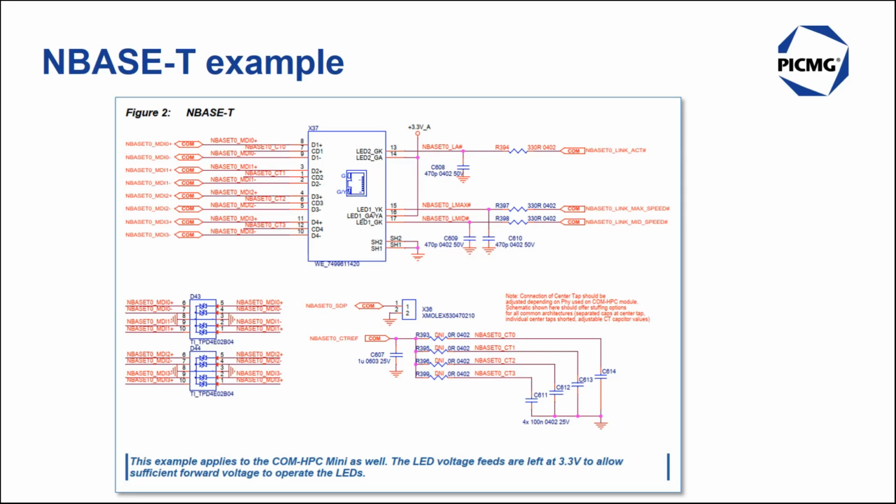Back to the example N-base-T. Here is the note for COM-HPC Mini. This example applies to the COM-HPC Mini as well. The LED voltage feeds are left at 3.3 V to allow sufficient forward voltage to operate the LEDs. That means COM-HPC Mini carriers can therefore use the same N-base-T circuit as the client or server type. A special adjustment of the carrier schematic is not necessary.